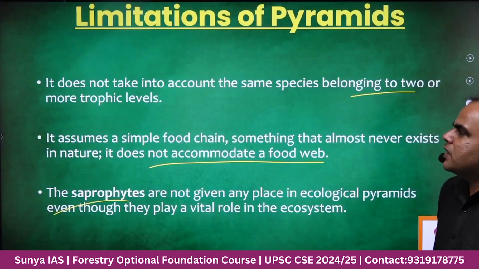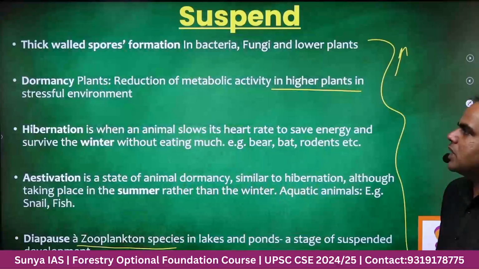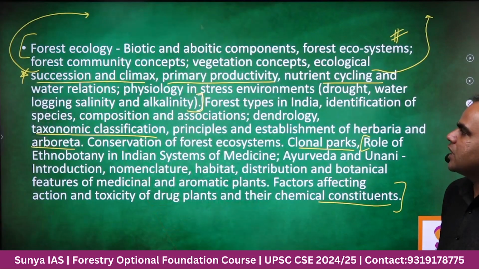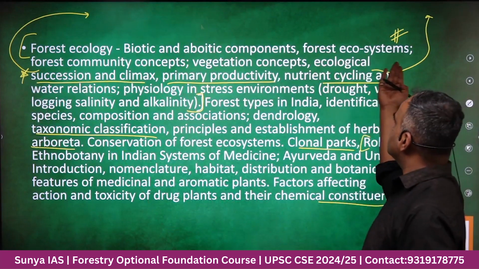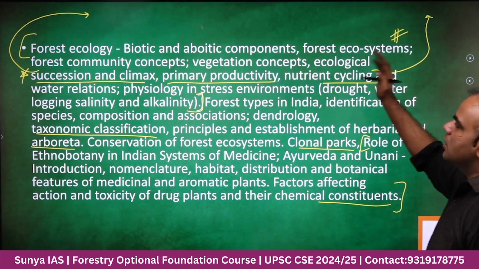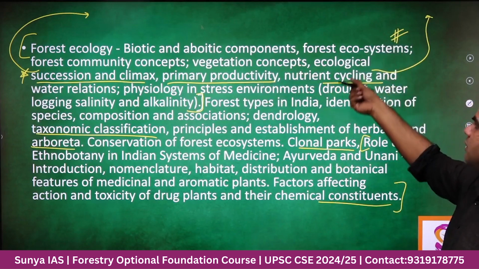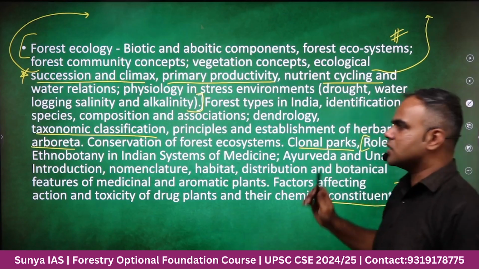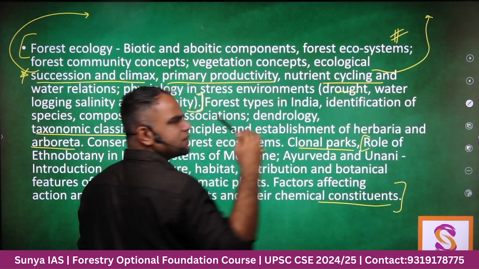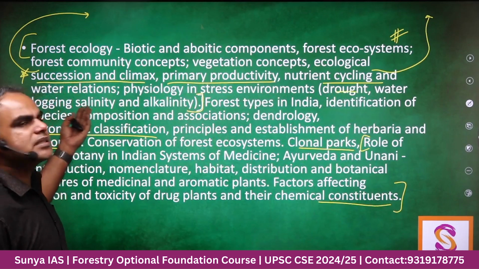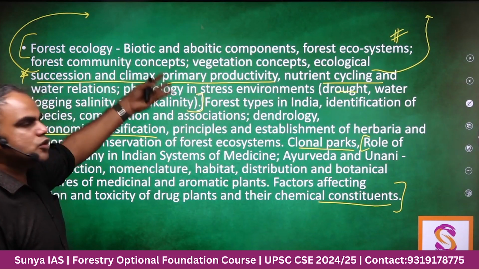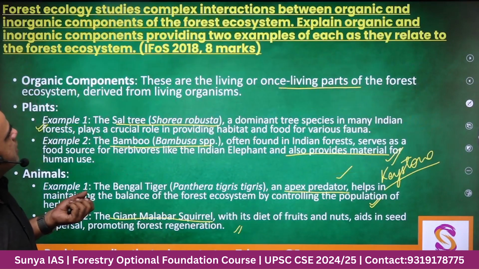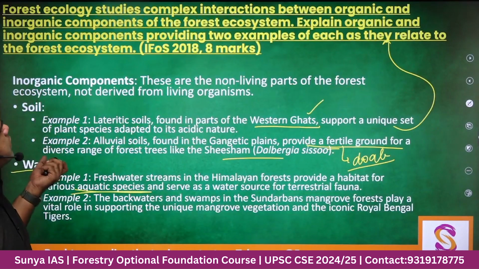So broadly speaking, we have covered the main topics which are mentioned, at least here in lecture number 1. I'll just quickly help you recap what all we've done. I think we've done the biotic, abiotic, ecosystems, community concepts, vegetation, ecological succession climax, primary productivity, nutrient cycling, physiology, stress, drought, water, salinity, all these points we've understood. The points which you have seen in drought, you can modify them for alkalinity and salinity. Nothing fancy. We started with the levels of organization, biotic, abiotic factors. We saw a lot of previous questions also here.